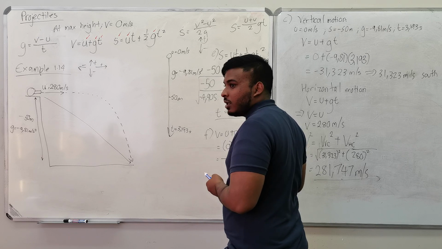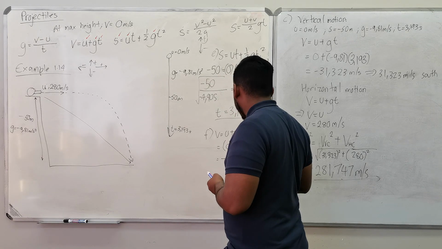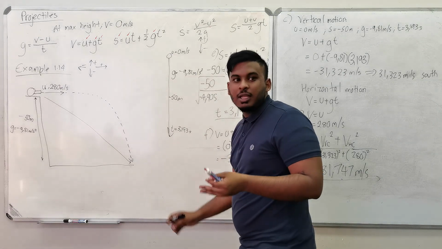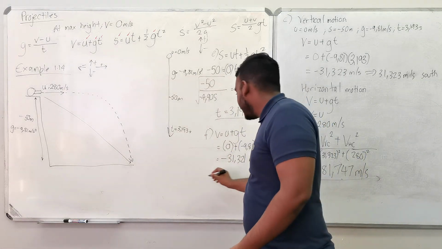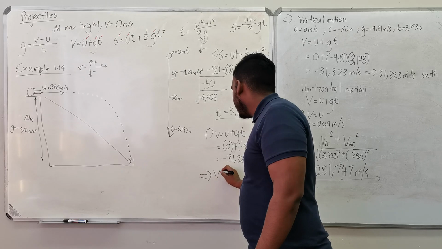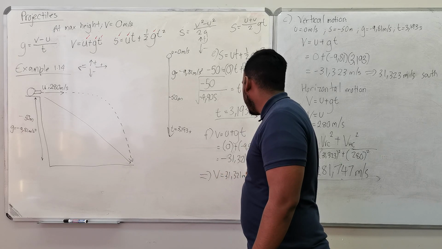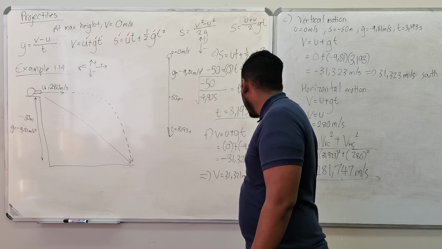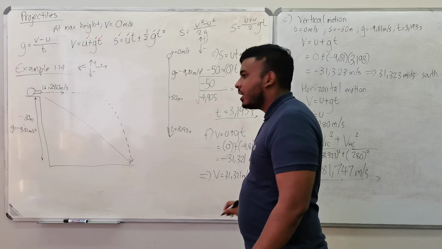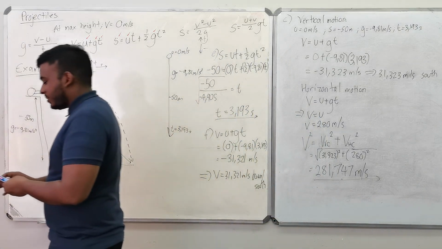The units will be meters per second. But what does the negative sign mean? Direction, right? So your answer is actually the velocity with which it hit the ground, 31.321 meters per second, down or south. Okay. Right. Was this bad?